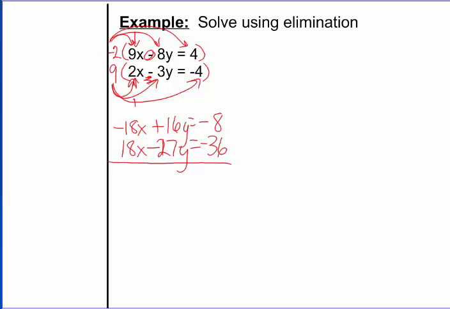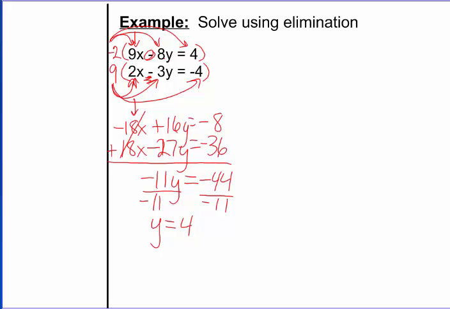So now if you look at the x values in the front, the coefficients in front of the x, they are opposite of each other. So if I add the two equations, -18x plus +18x will equal 0. Then I have 16y plus -27y, so that's -11y equals -8 plus -36, which is -44. Again, you have to be careful with your positives and negatives. All right, so now we divide by -11. So y is equal to 4.